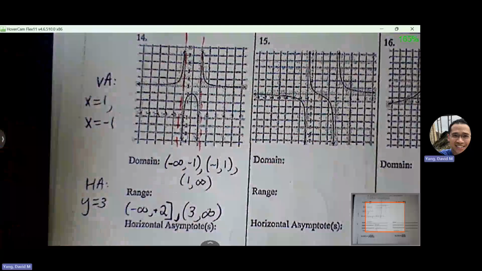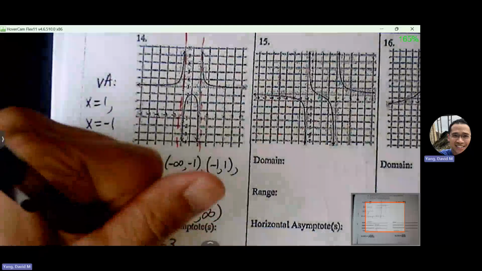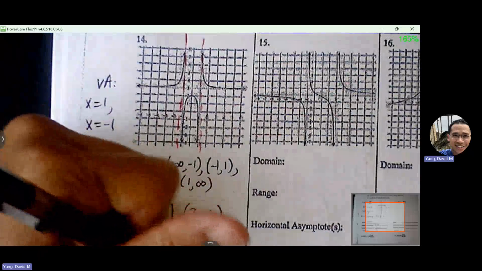And then we've already talked about the horizontal and vertical asymptotes. Horizontal asymptote is at y equals 3. Vertical asymptote, x equals 1, and x equals -1.